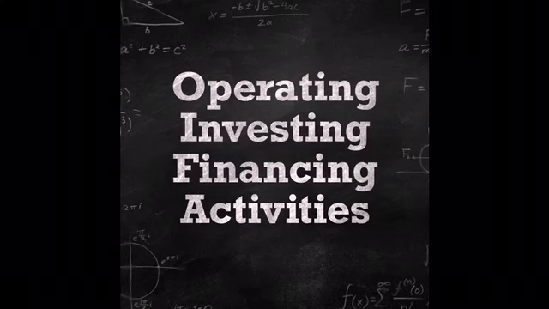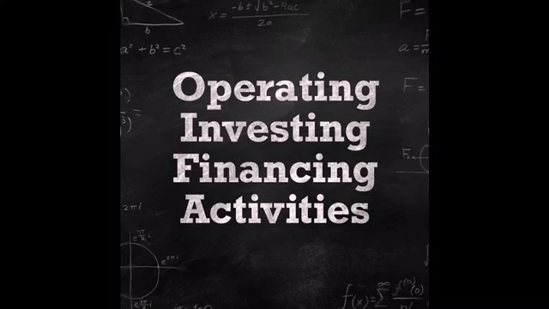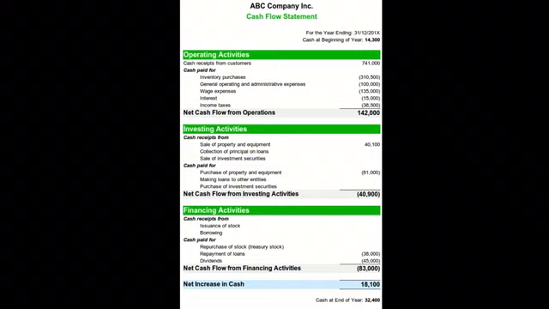Last but certainly not least is the cash flow statement. And the cash flow statement is split into three different sections: your operating, your investing, and your financing activities. So the cash flow statement shows you how the company actually used its cash on hand during the year.